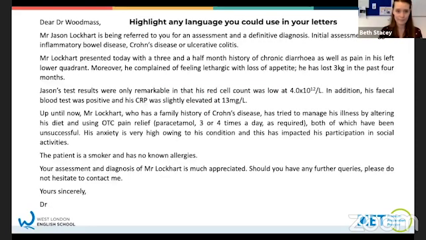So I have an example of a letter here, a sample letter, and I'm going to give you about 2 minutes to go through, and you can type in the comments or write down anything that you think is good language that you could use in your own writing.